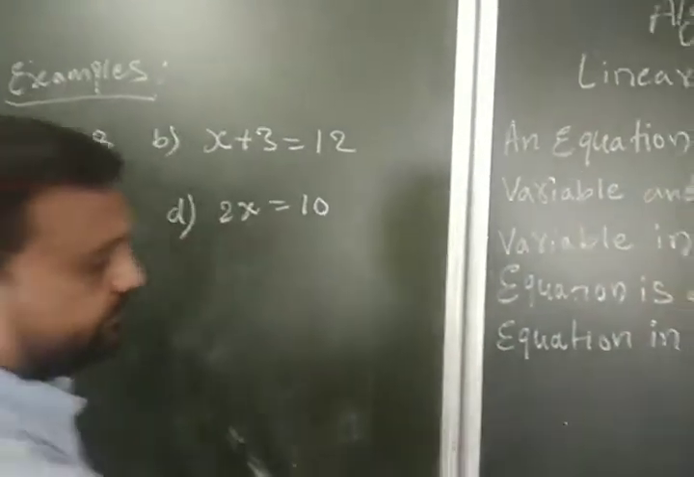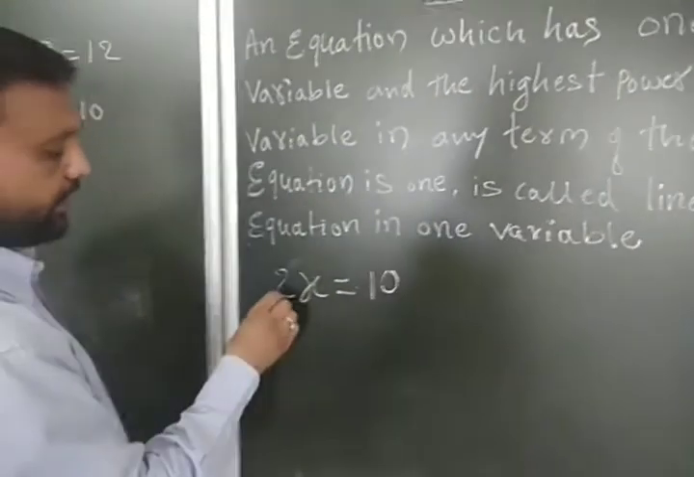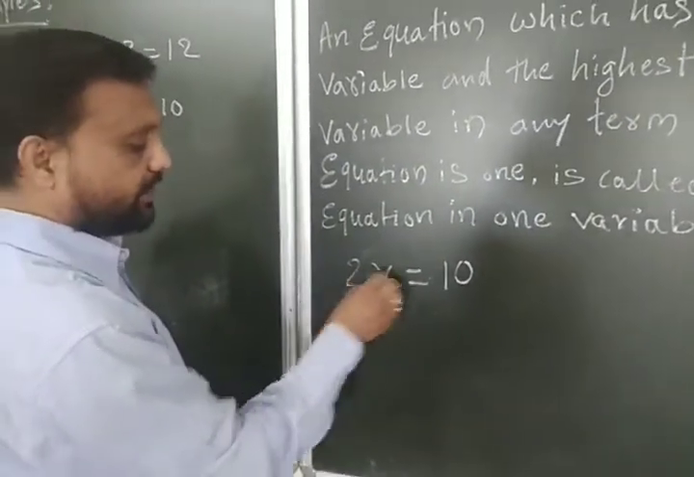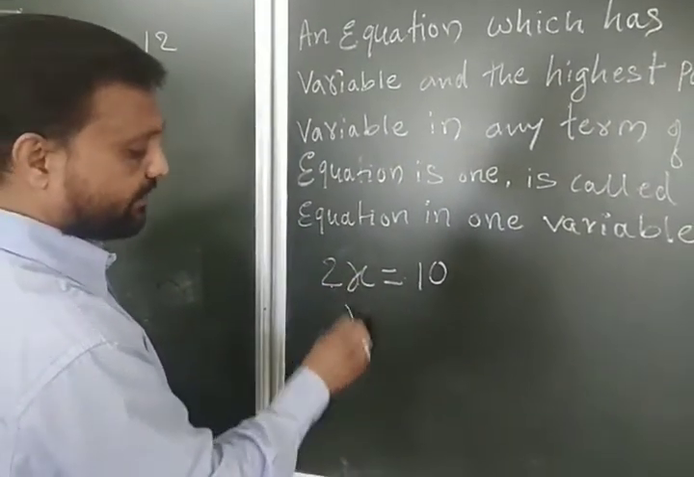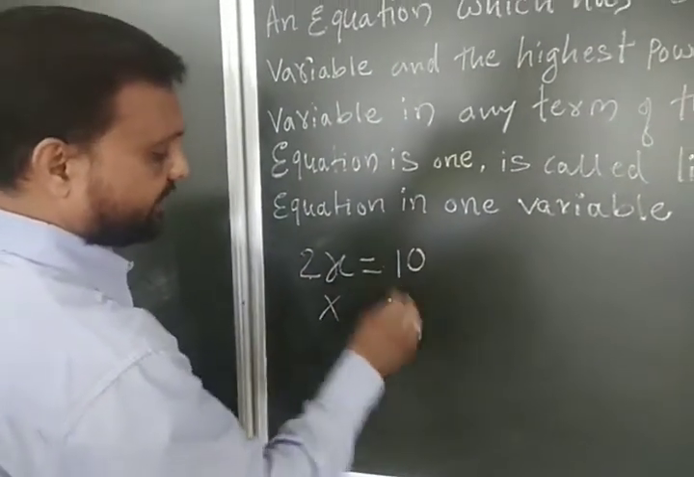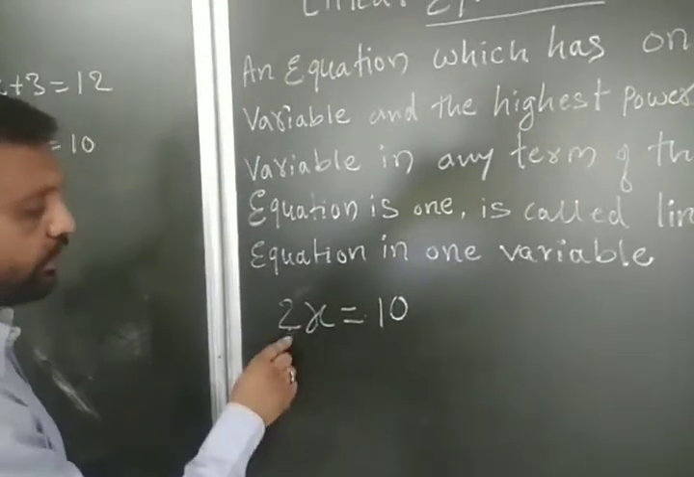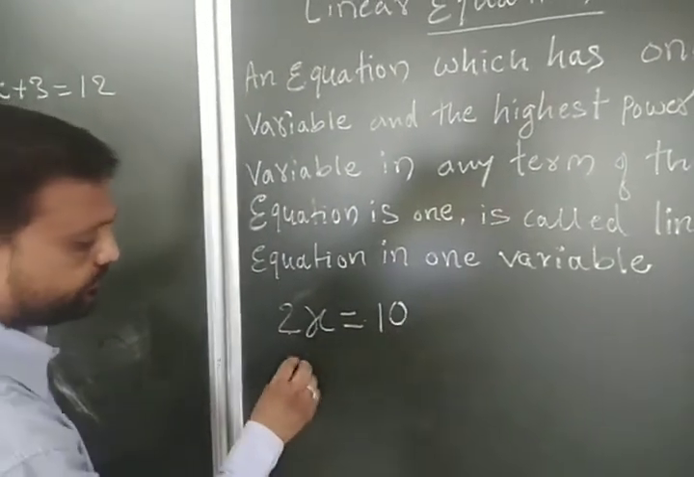The next example, 2x is equal to 10. Now here the variable x with the 2 means multiplication, 2x. When multiply is there, when it goes to the right hand side, it becomes a divide sign. So 2x is equal to 10.